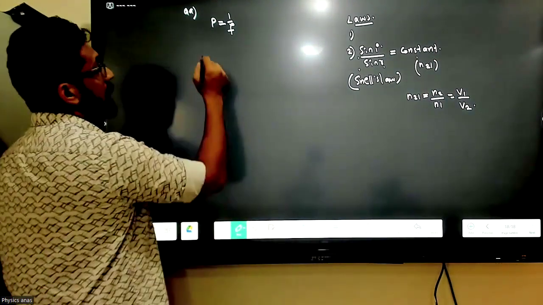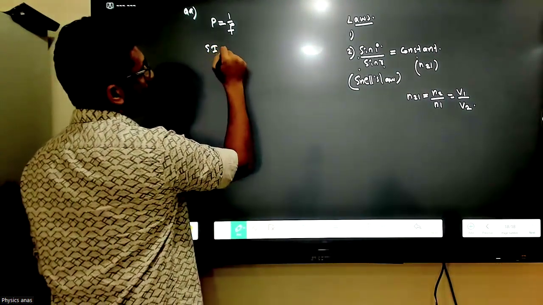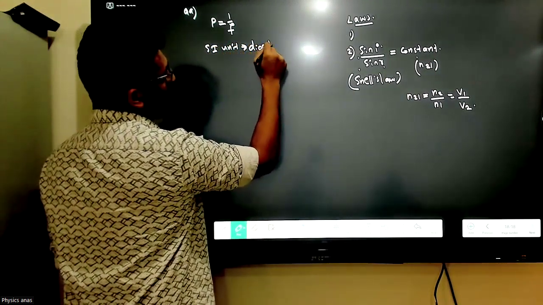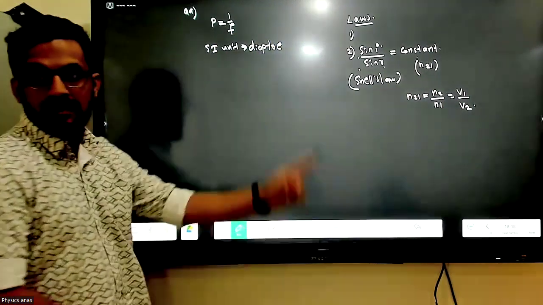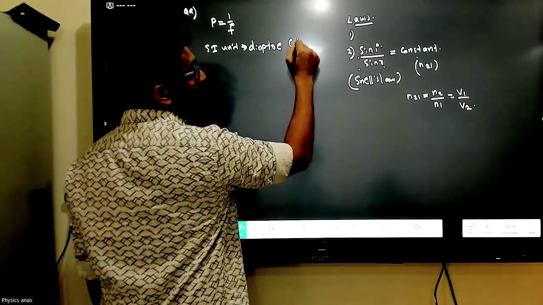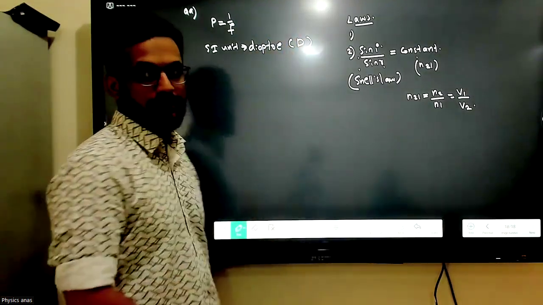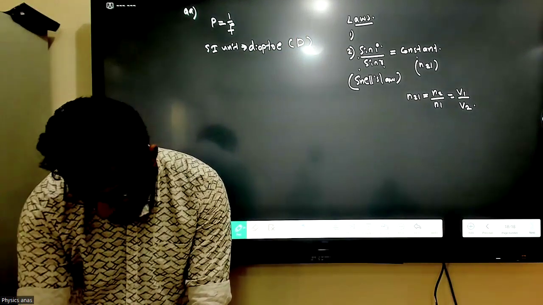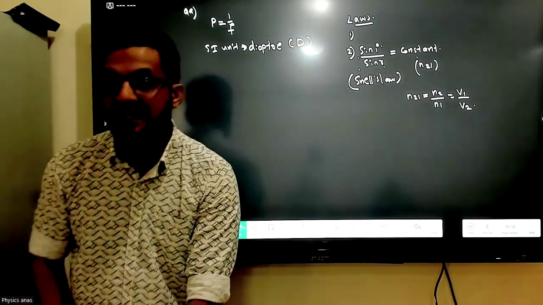What is the SI unit of power? Give me the SI unit of power. Diopter. If you are writing diopter, that should be with a small letter. If you are writing the symbol, that should be capital. Okay?